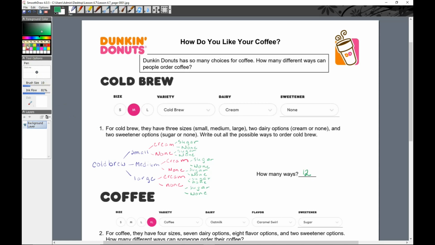Now this, I spared you watching me do this, which was not what happened in the classroom. They had to sit there and watch me make this tree diagram, and even I was getting annoyed by it.